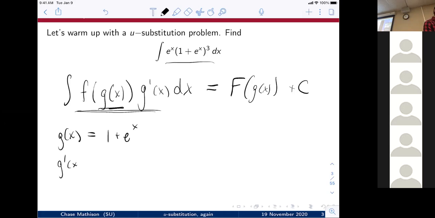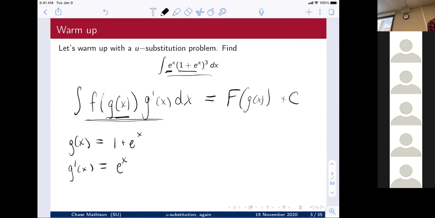Then what is g prime of x? e to the x, very good. And so e to the x right there looks like g prime of x. So this looks like my f of g of x, right? So what is little f of x for us? Perfect, x cubed. It's the outside function, right? We find the inside first, and then use that to say, well, what should the outside function be? Okay, so then I just need an antiderivative of little f. So what's an antiderivative of little f?